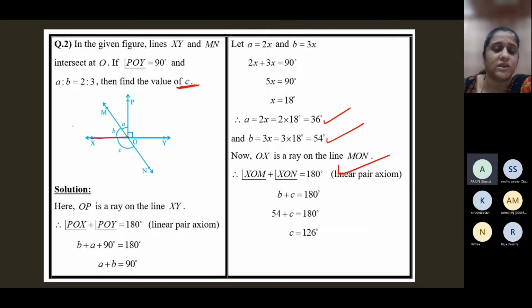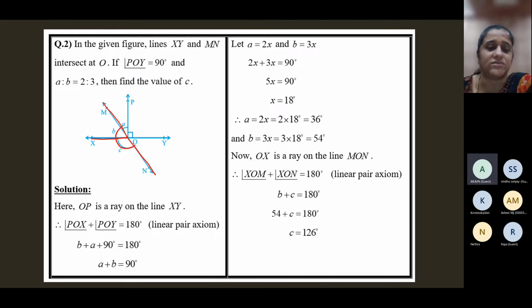Very good. So this one is a straight line, and this is the ray. So we can see here B plus C is equal to 180. MON is a straight line, and there's a ray on it. So the sum of the two adjacent angles is 180 degrees. B plus C is equal to 180. But B we already found, 54, plus C is equal to 180. So C is 126. You can also find C like this, children.